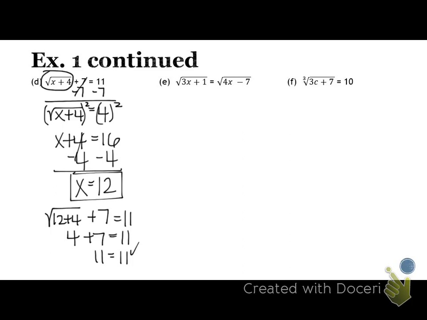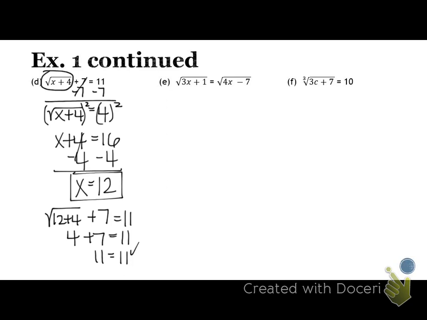Now look at letter E. What do you think? I want to hear some ideas. What do you think that we're going to have to do first to this problem? Blake. Square both sides. There you go. There's a radical on both sides, so technically the radical part is isolated.